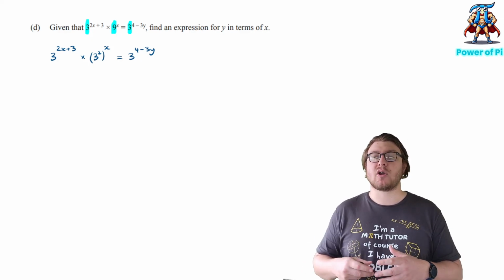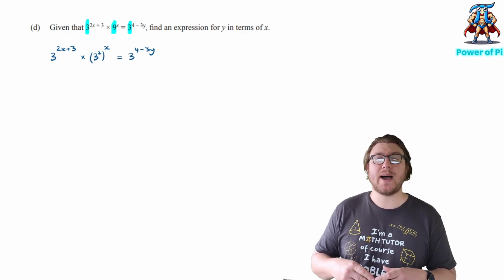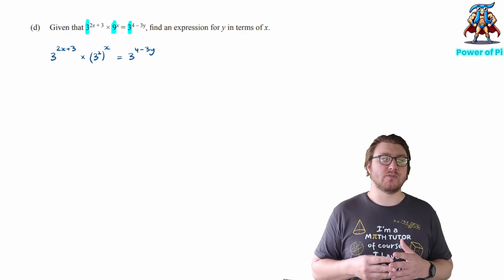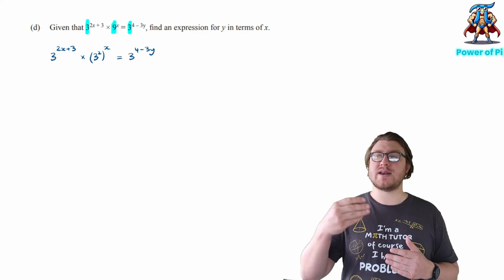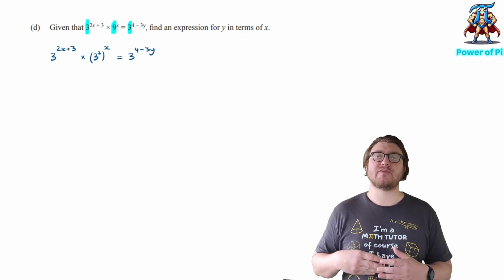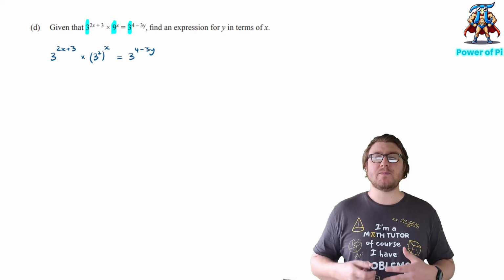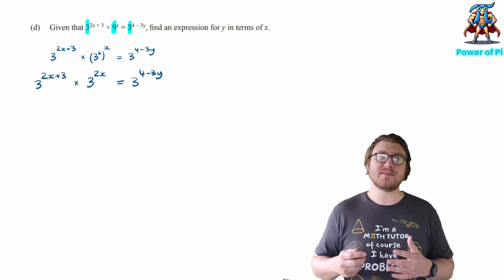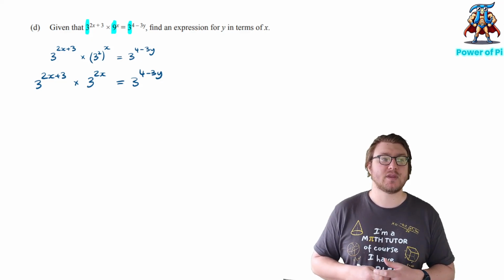Now we need to have a look. What can we do here? Well, the part that we have just changed now actually follows a certain rule. 3 squared to another power. What do we have if we have a power to a power? That means we multiply the exponents together. 2 times x becomes 2x.